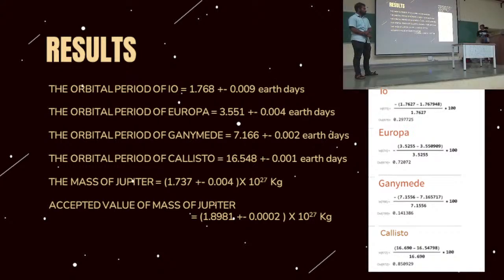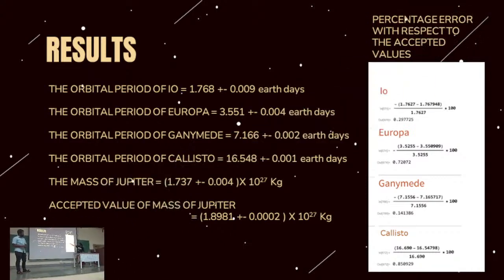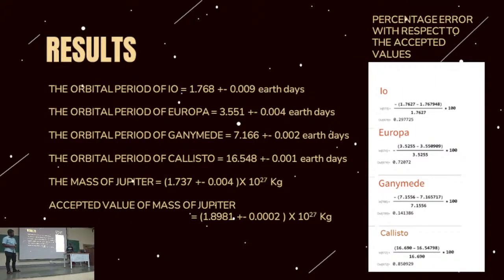And we can also try to see if it's close to literature values. These are the literature values that we have. We found the percentage error with the literature value is 0.29, 0.72, 0.14. So it's less than 1% error from the literature value for all the time period, and so it's pretty close.